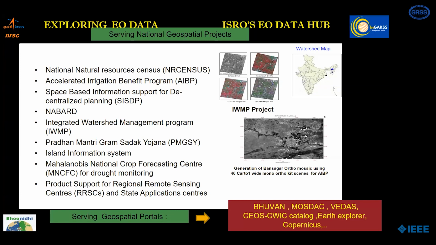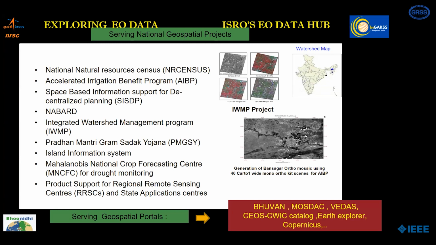So the different users that we have been serving are the different national geospatial projects at a national level, such as the national resource census and AIBP. All these are the government flagship projects which are being served through the data that is being disseminated through the Bhoonidhi portal.